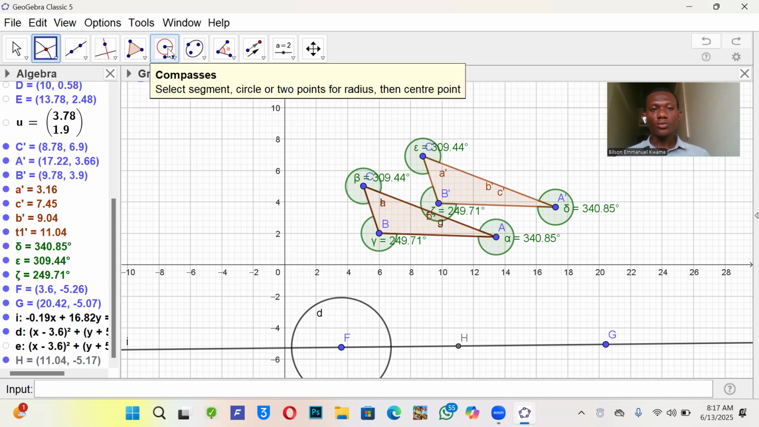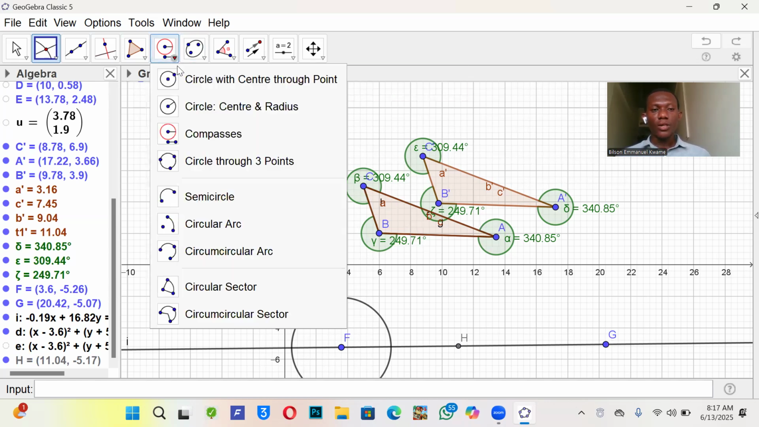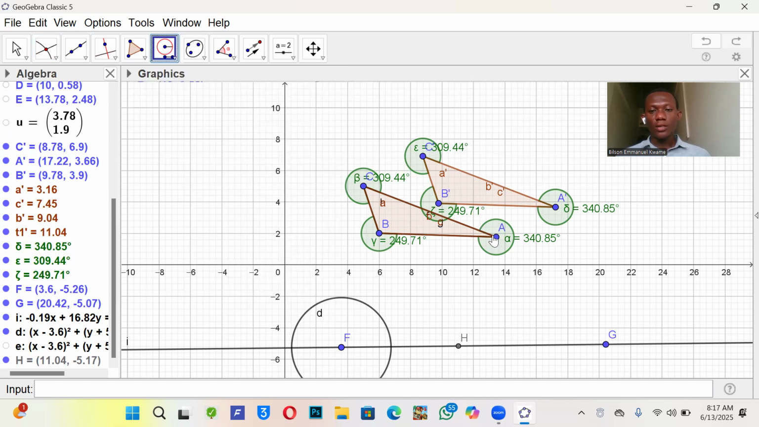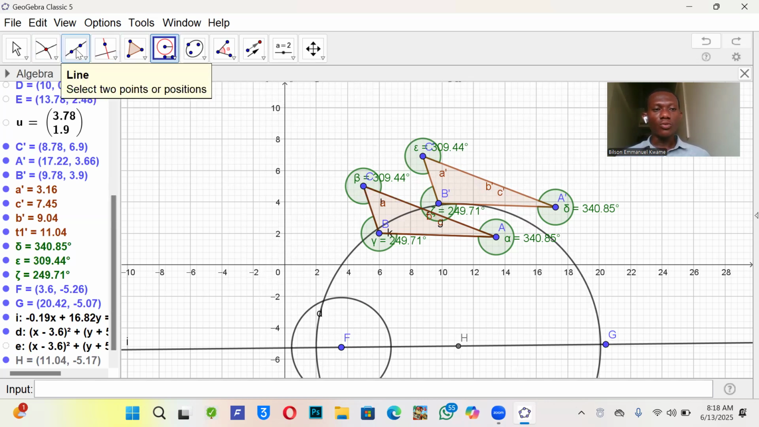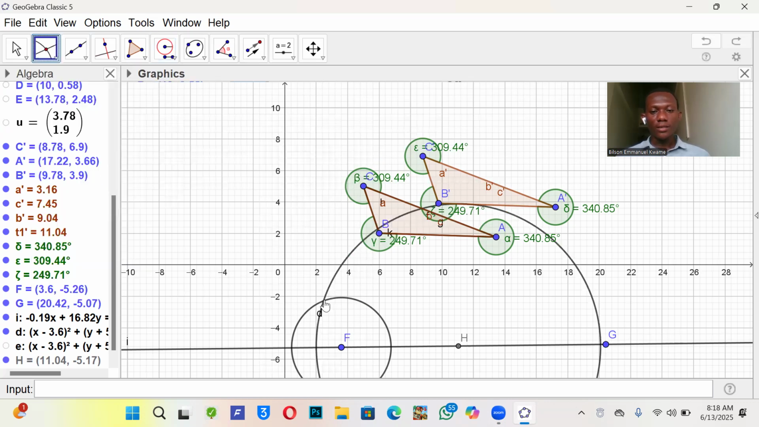We use our compass tool. Then from here to here. Then we center it. We center it on what? H. You get it? So the point of intersection here is the same as the point of intersection here. You get it? Then the next thing that we are going to do is to draw an intersection, right? So we know that we have an intersection here.